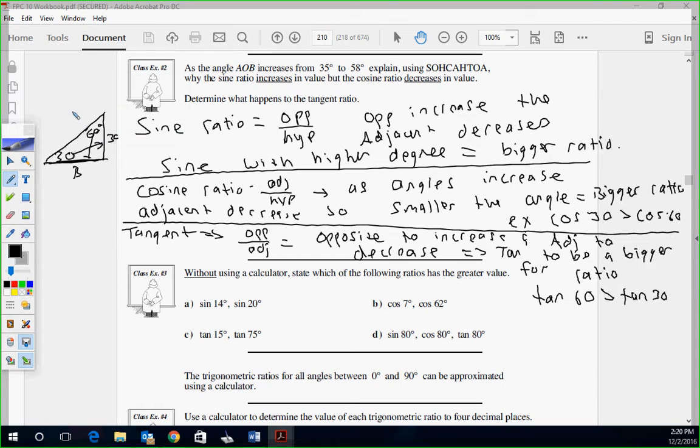Steph, did you already go? Yes, I did. Okay, Chloe, which one's bigger? Sine 20. Good. Sine 20, right? The bigger the sine, the bigger the opposite side, which makes the bigger ratio. Good. Cosine, which one for cosine, Andrea? 7, right? Cosine's the opposite. The smaller the angle for where you're cosining gives you a bigger adjacent side. Okay, perfect. East, how about the next tangent one?